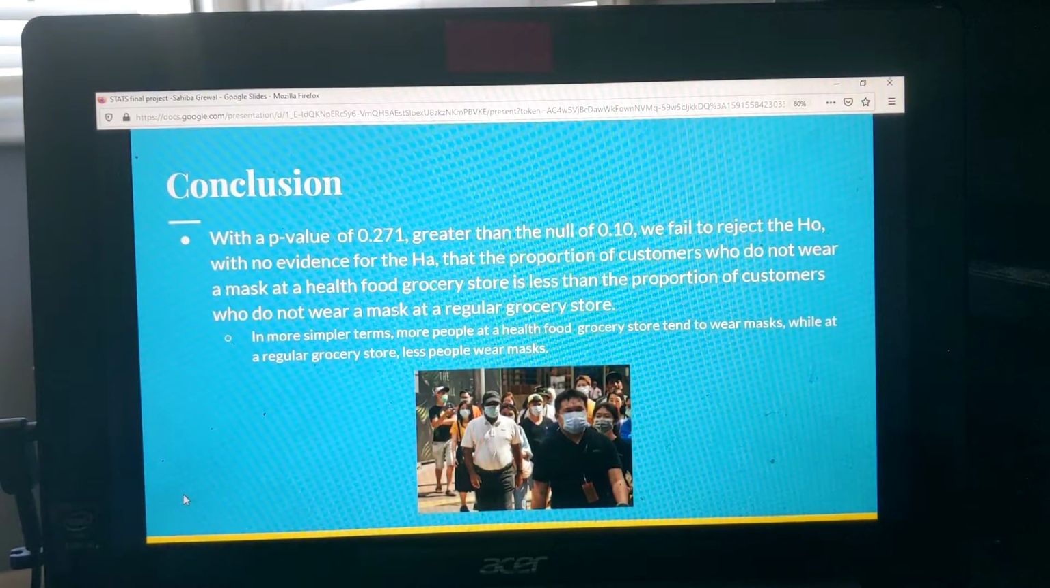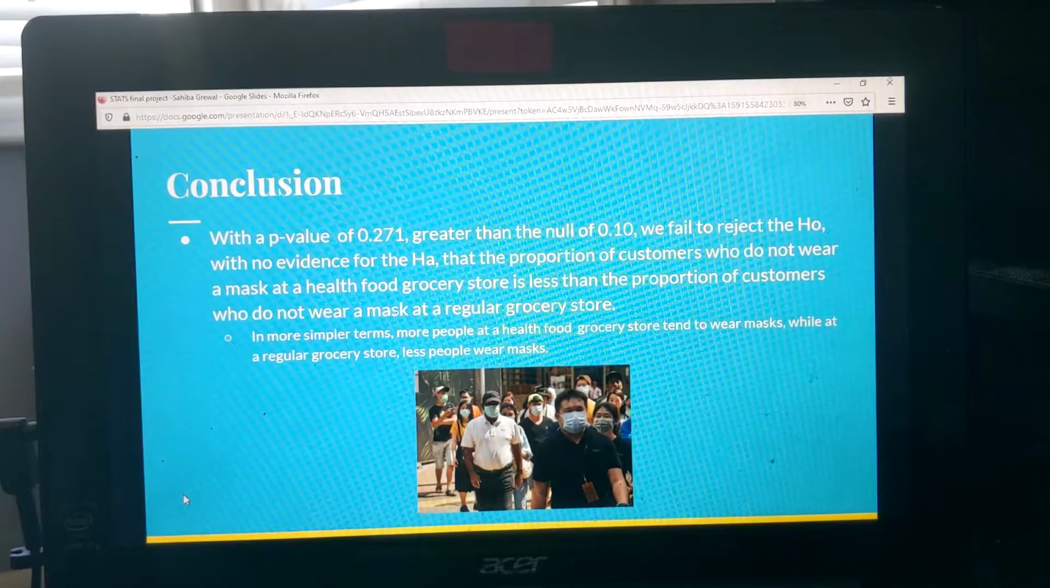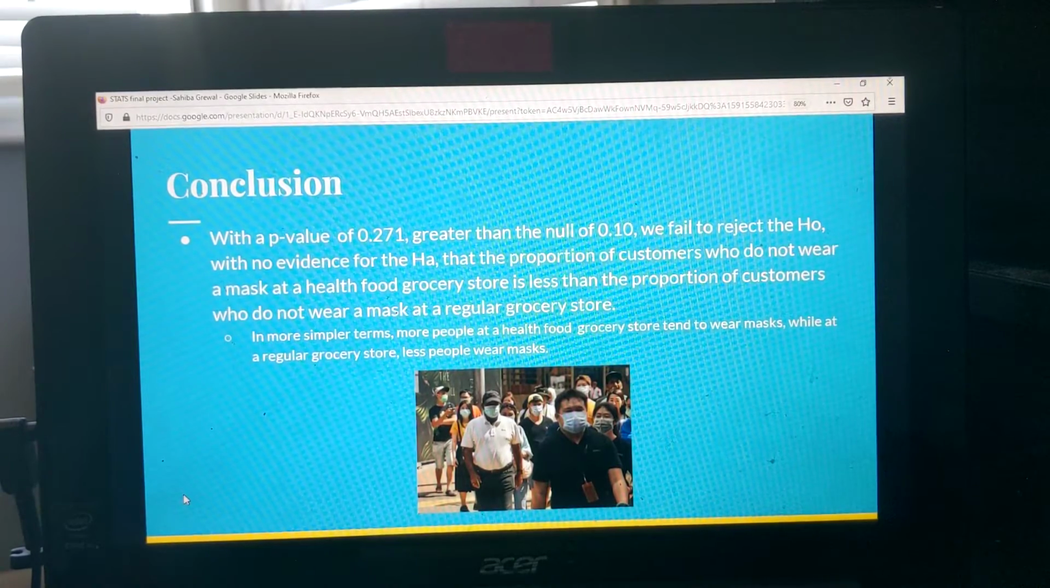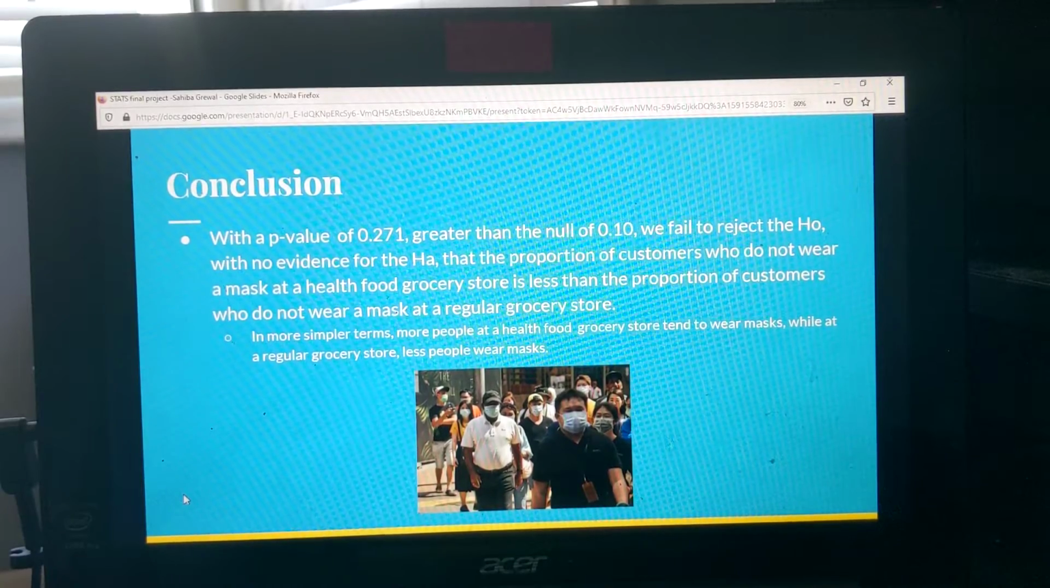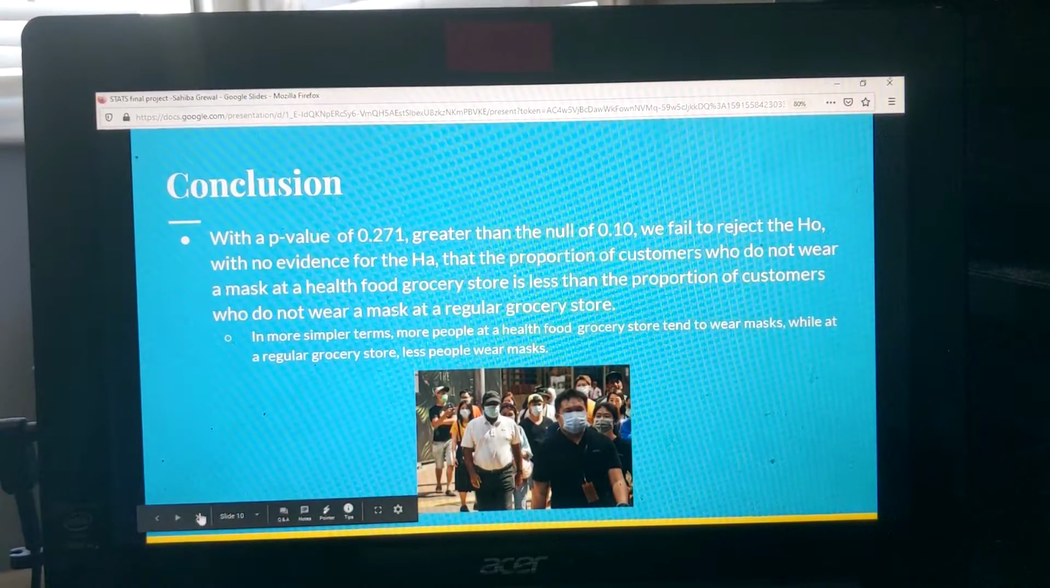So for my conclusion, basically I just found that more people at a health food grocery store tend to wear masks, while at a regular grocery store less people wear masks. It's just based on the p-value, and yeah.